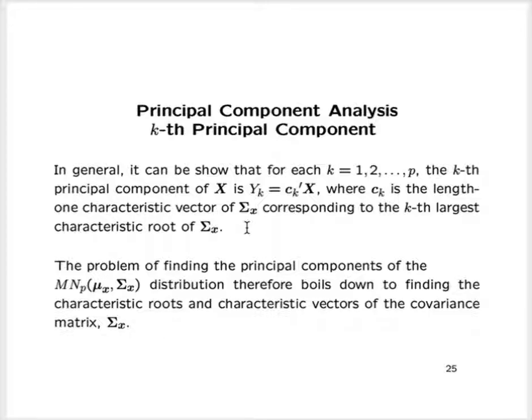So the problem of finding the principal components of the multivariate normal distribution with mean mu sub x and covariance matrix sigma sub x therefore boils down to finding the characteristic roots and the characteristic vectors of the covariance matrix cap sig. So this is a great example of why we looked at characteristic roots and characteristic vectors in the first place. Because the mathematical statement of the problem was to find this uncorrelated set of new variables, linear combinations of the original variables, which exhibit maximum variability in p dimensions.